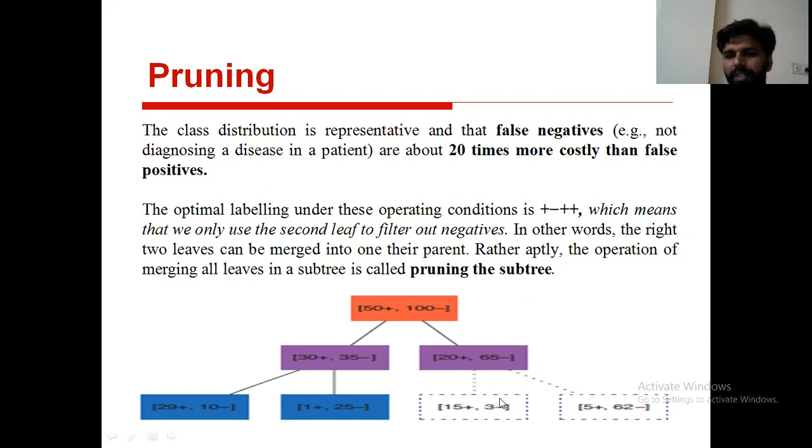These two leaves are merged in a subtree. The subtree is 20 positives and 65 negatives. This is what pruning is. Very, very important point. In data warehousing and mining, we already learned pre-pruning and post-pruning.